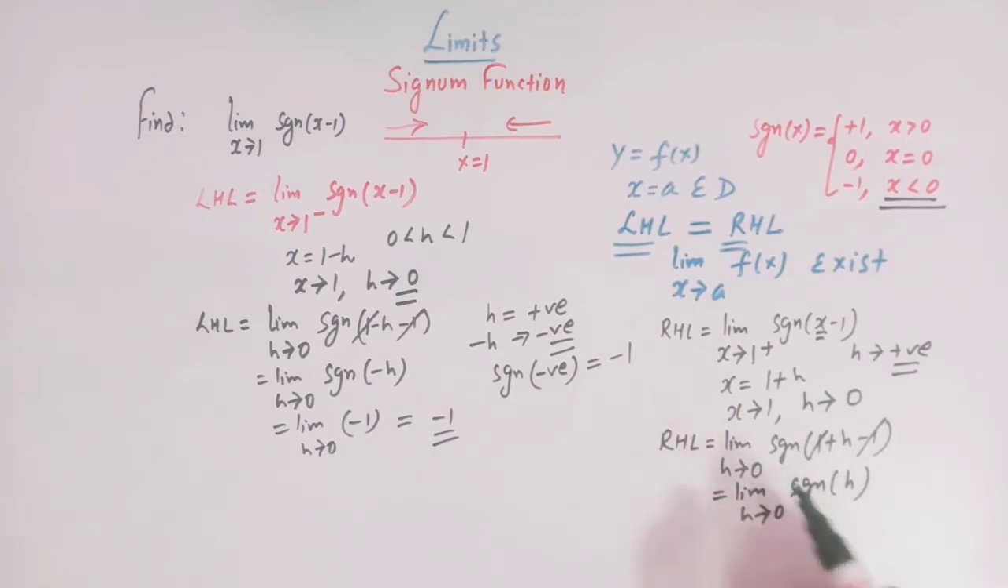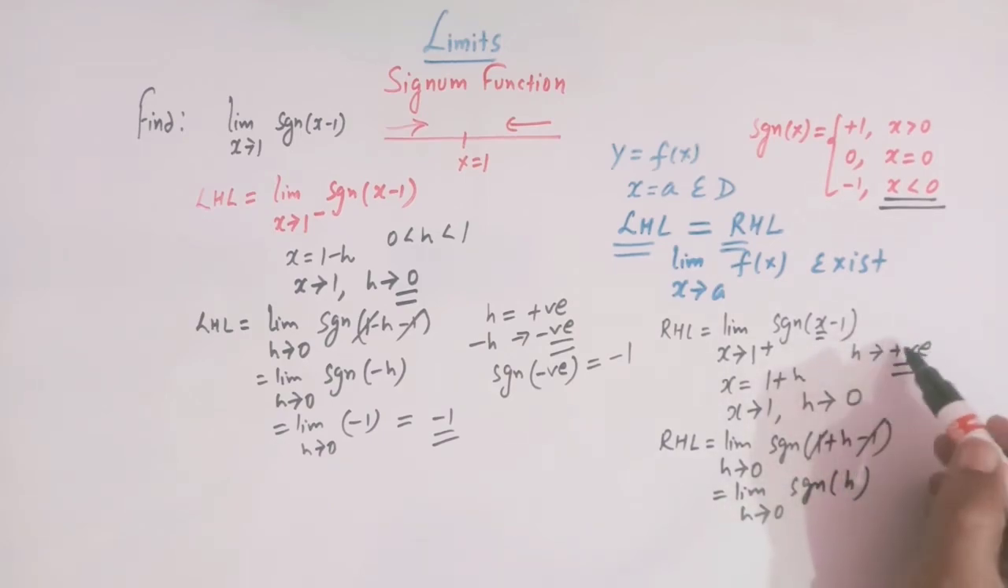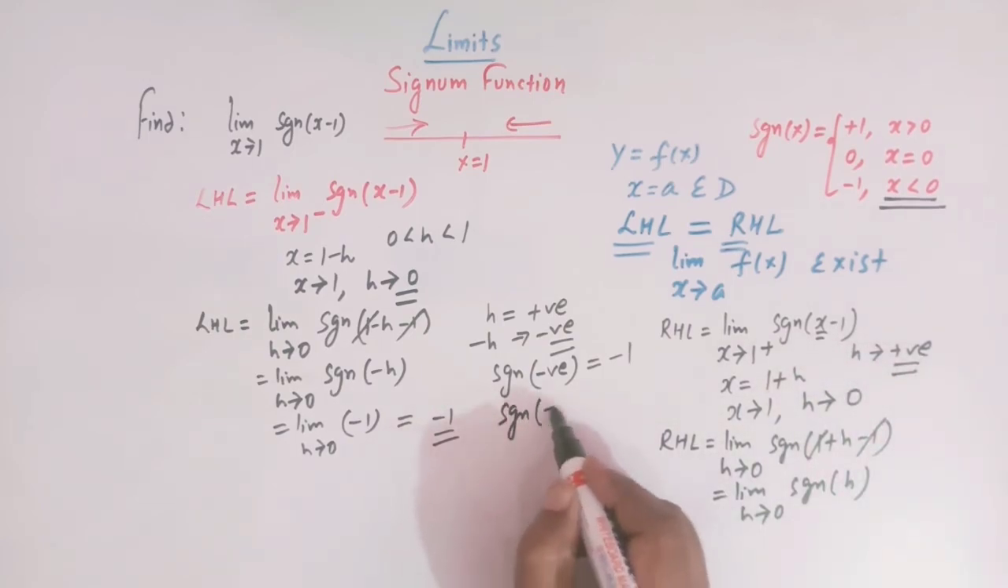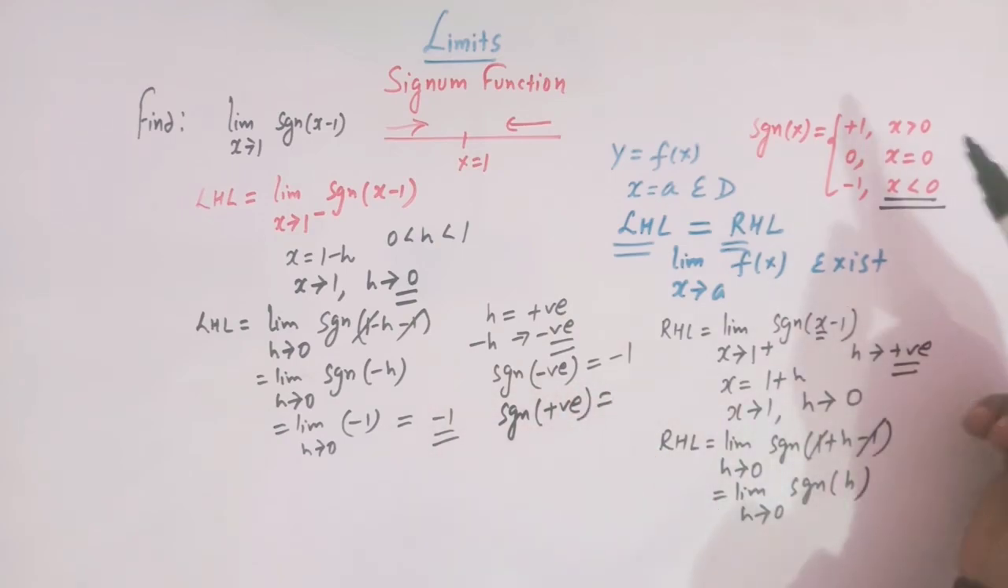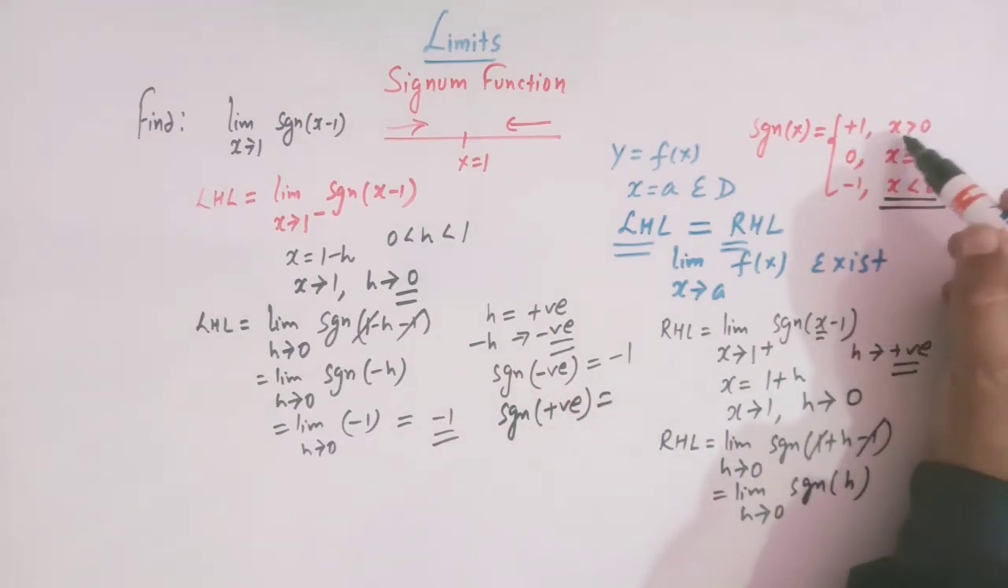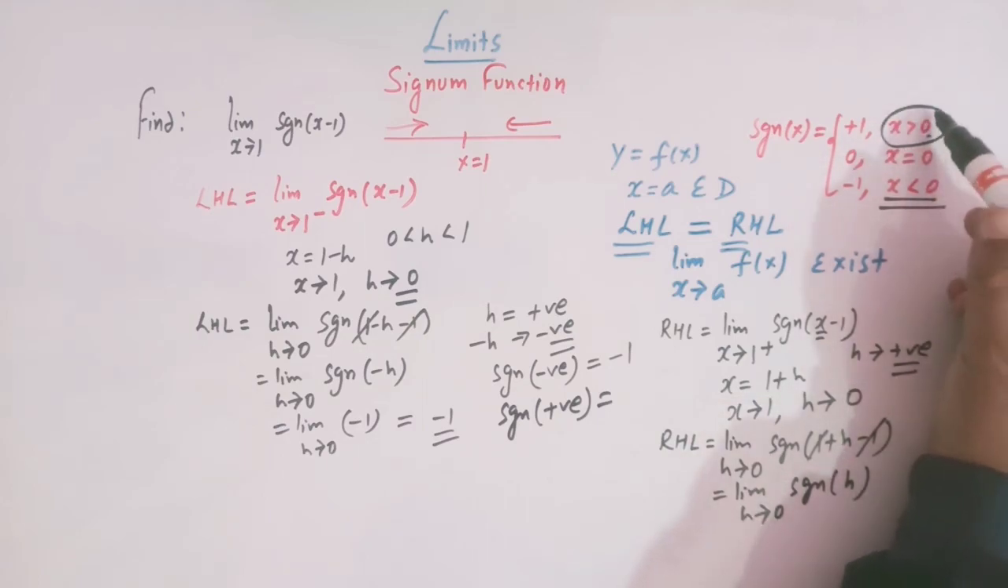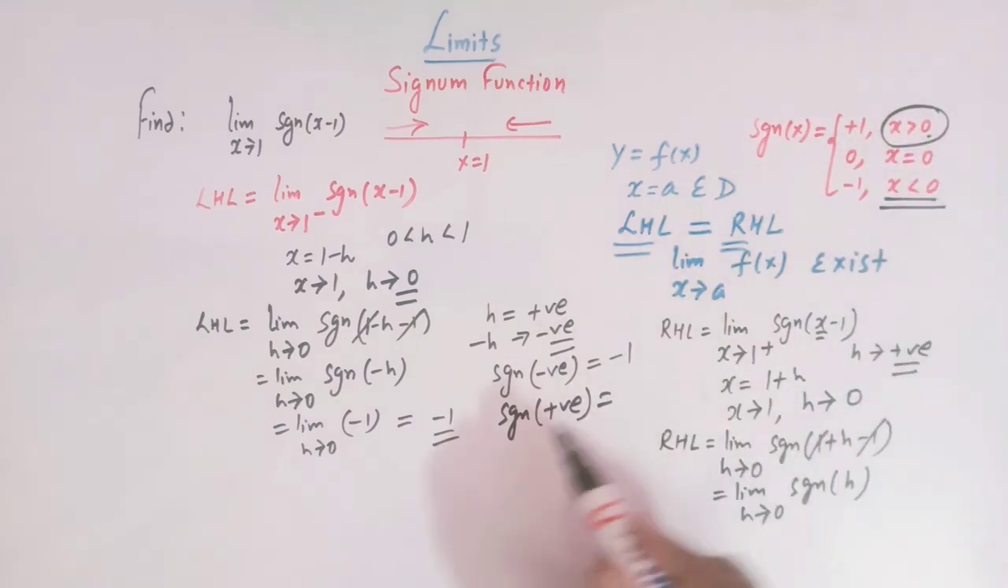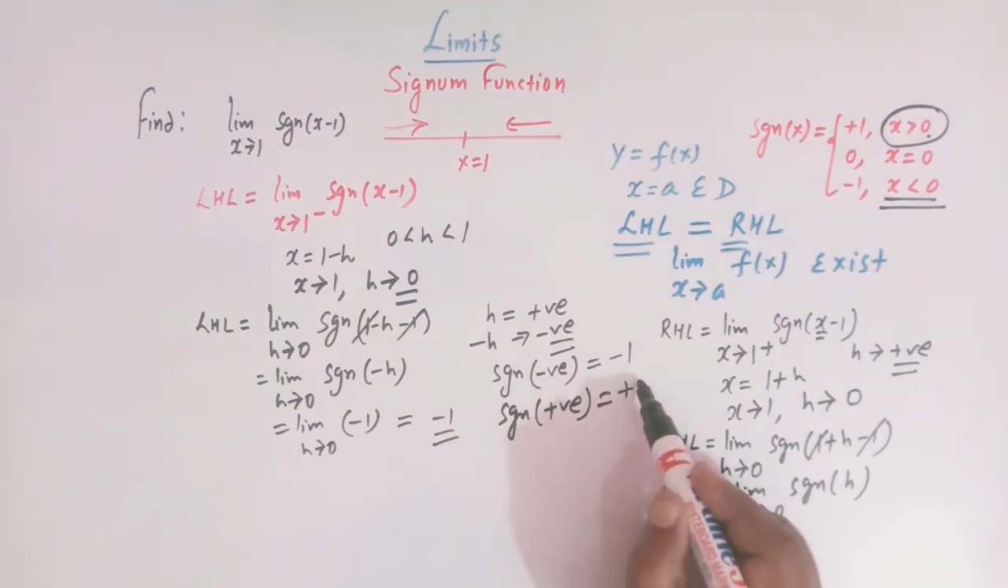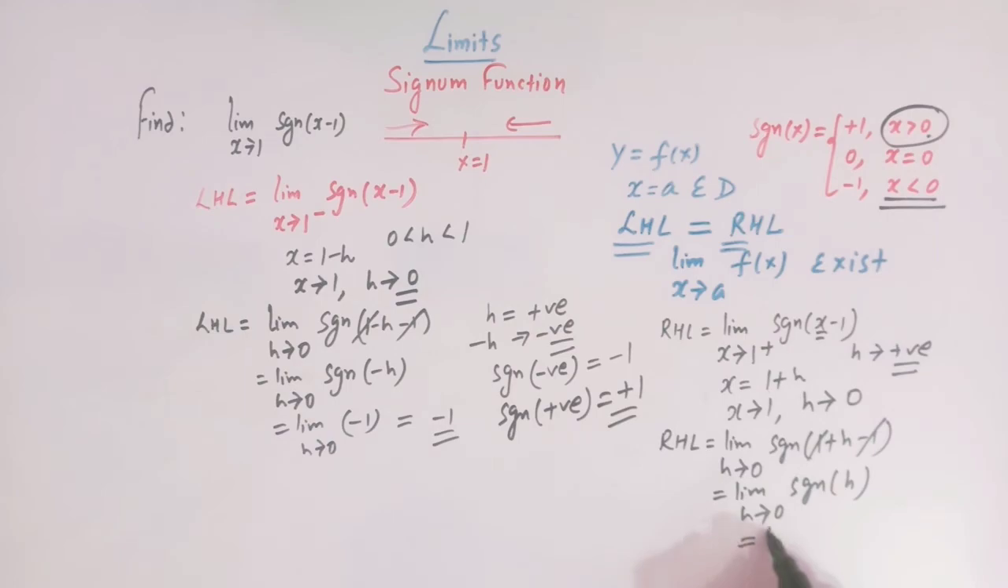And again, as we have discussed earlier, we cannot directly substitute here h is equal to 0, right? Because here this h is a positive quantity, and since h is positive, signum of positive gives us the value +1. See, here we have x greater than 0. It means we are dealing with the positive numbers. So signum of positive gives us the value +1. So here we have limit h tends to 0 of positive 1, that is equal to +1, right?